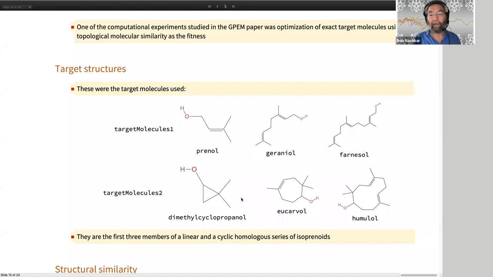And there's an analogous homologous series, again, of cyclic ones. And I wanted to see, back then the experiment was to see, was it harder to generate cyclic molecules? There isn't time to redo everything here, and so let me just move on.